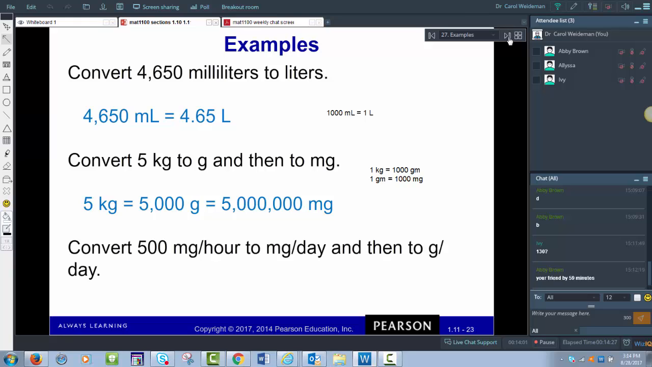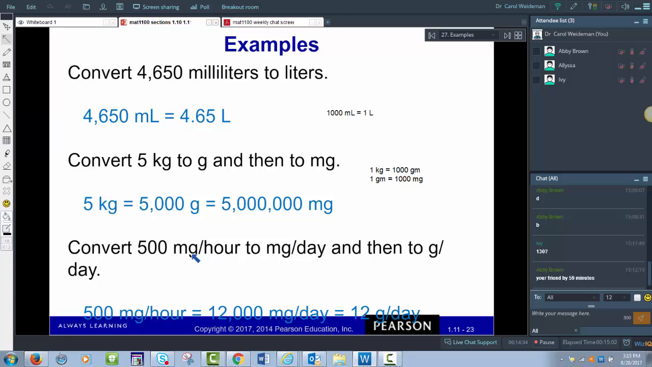Convert 500 milligrams per hour to milligrams per day, and then to grams per day. All right, so first, how are we going to go from 500 milligrams per hour to milligrams per day? Multiply by, oh, it's not showing up too well. Here you're going to multiply by 24, because we have 24 hours in a day. And then you want to go from milligrams to grams, so what are you going to do? And you can just about see it down here, divide by 1,000. So it's 12 grams per day is equivalent to 500 milligrams per hour.